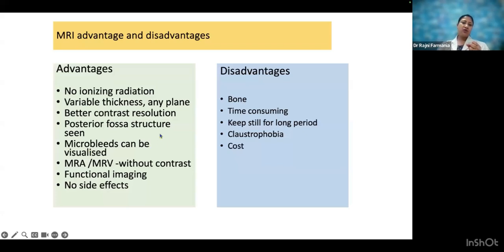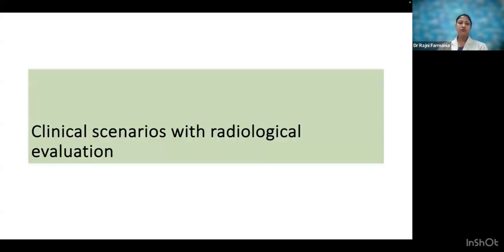And it gives the extra edge for the posterior fossa structures and for microbleeds. Angiography will give extra idea about the vascular structures. Functional imaging is also available. And what are the disadvantages? Obviously, in sick patients, we can't do it. Cost is an issue. It's time consuming. And in pediatrics, sedation is an issue.